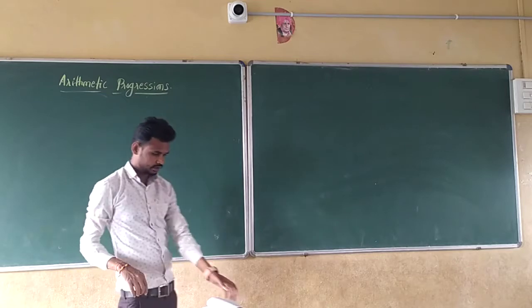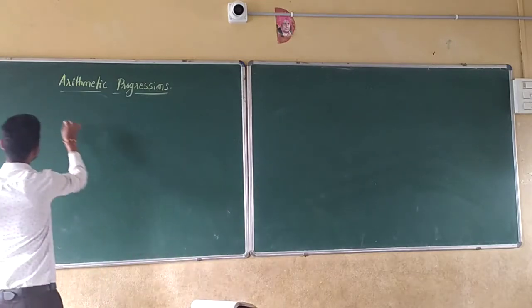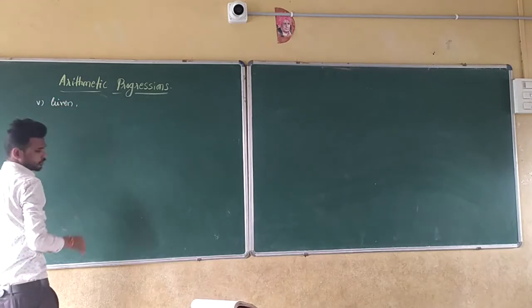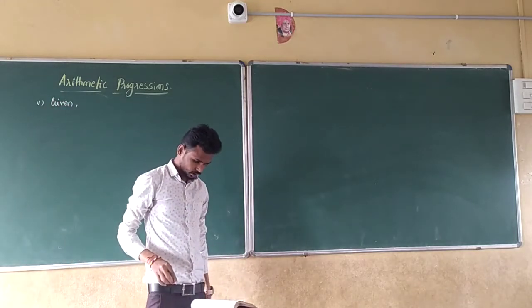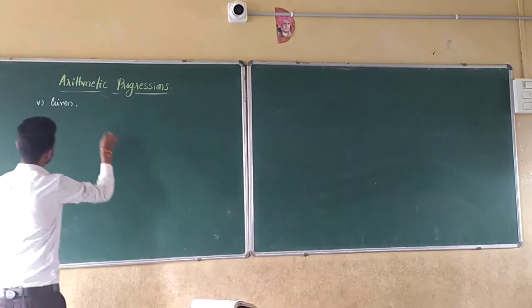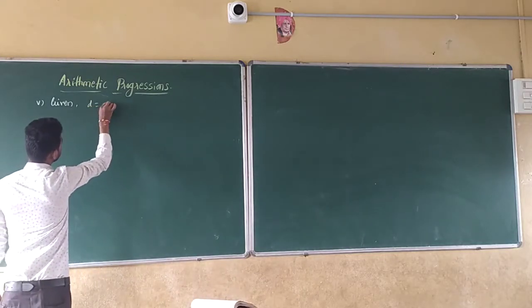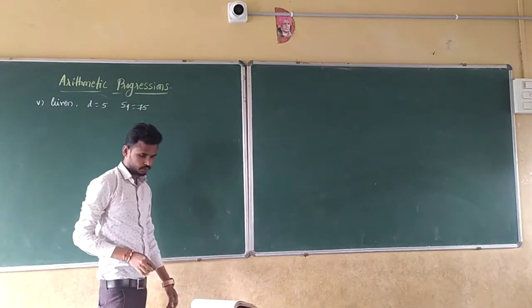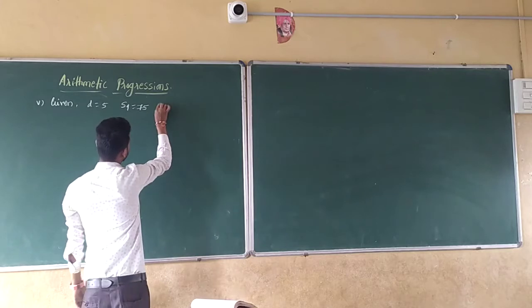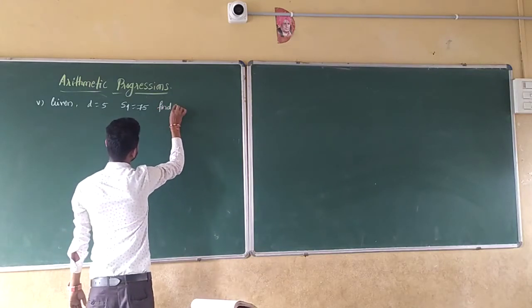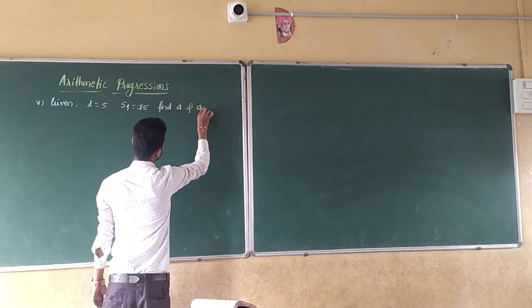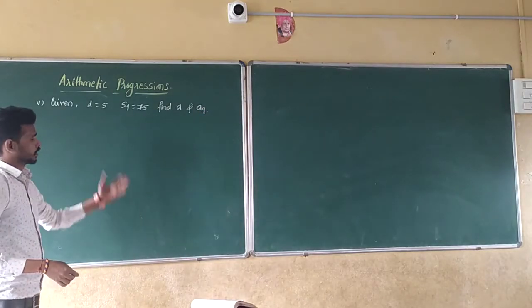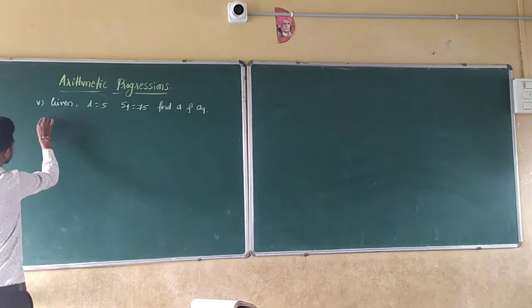Let us see the next question, the fifth one. Given d equals 5, S9 equals 75. Find a and A9. As with the fourth question, solve this one also.